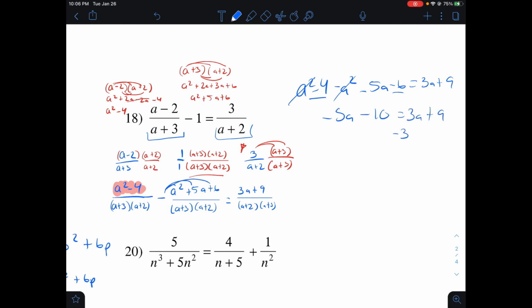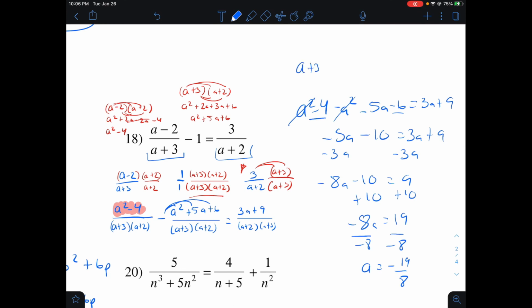Go ahead, we'll do minus 3a on both sides. Minus 3a, we get negative 8a, minus 10 equals 9. Add 10, and we get negative 8a equals 19. We divide by negative 8, and we get a equals negative 19/8. And of course, we have to see what values don't work here.